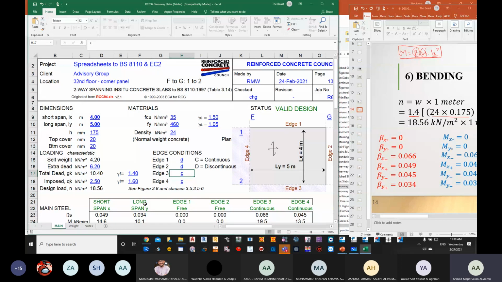Long span, long means y, span means positive. So y positive is 0.034, and you can see that we have got 0.034. Now edge number 1. Is edge number 1 here discontinuous?